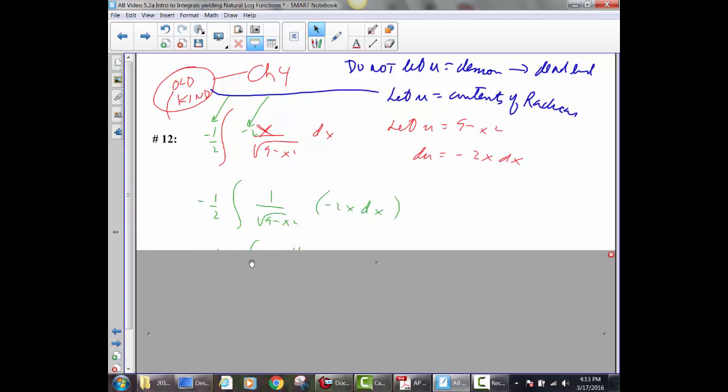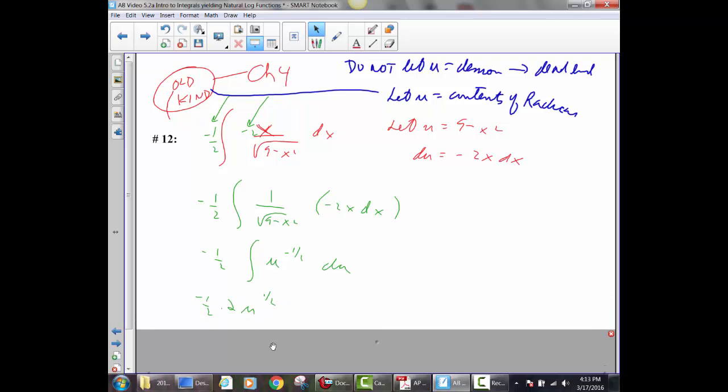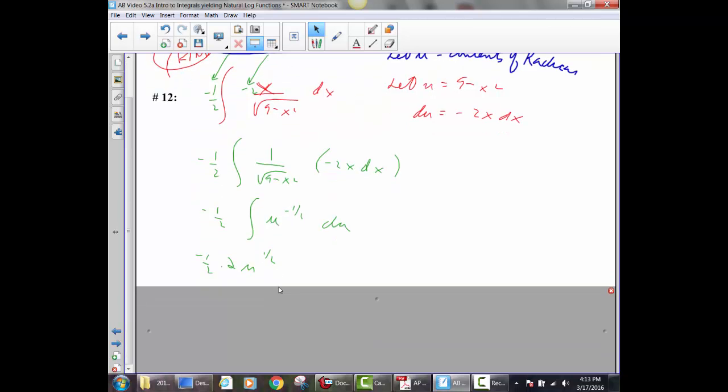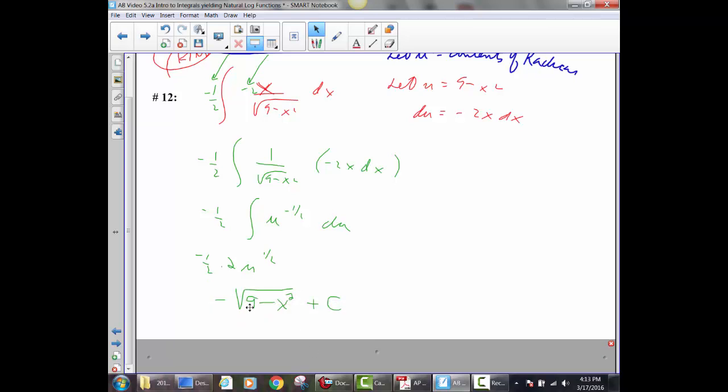Introduce the negative 2, counteract with negative 1/2. And I'm going to move the negative 2x dx over here altogether so that I can replace it by du. This, of course, is 1 over square root of u, which is 1 over u to the 1/2, which is u to the negative 1/2. Integrate u to the negative 1/2, you get u to the 1/2 over 1/2, which is times 2 over 1. The 2's cancel, and you're left with negative the square root of u, and of course u is 9 minus x squared. Don't forget we live by the c.